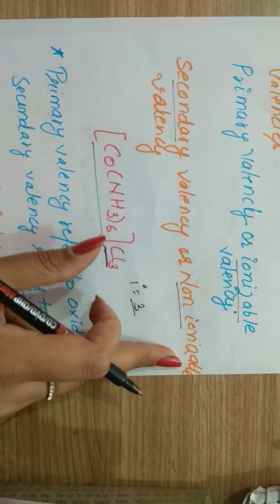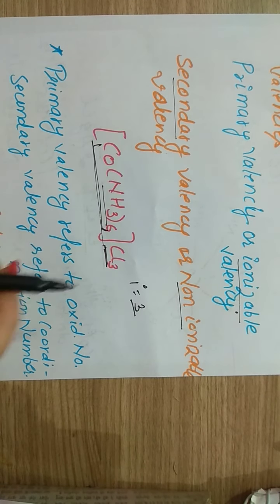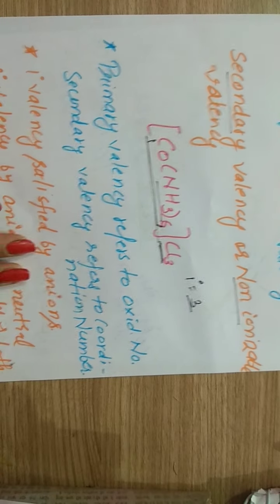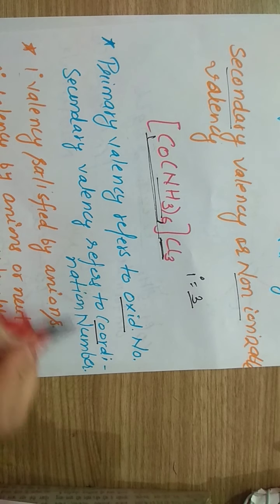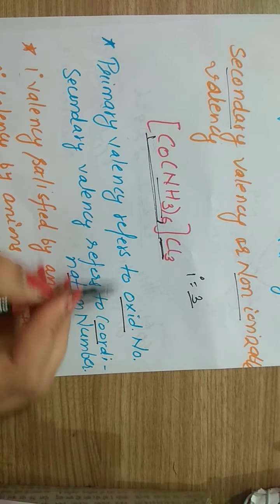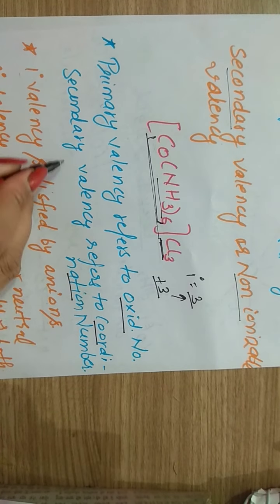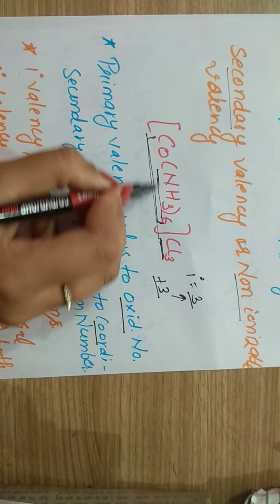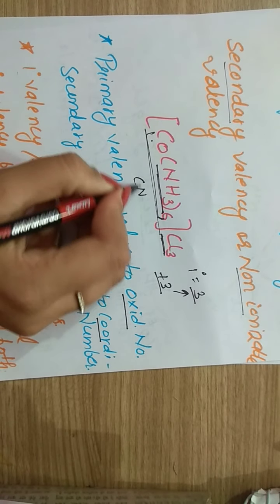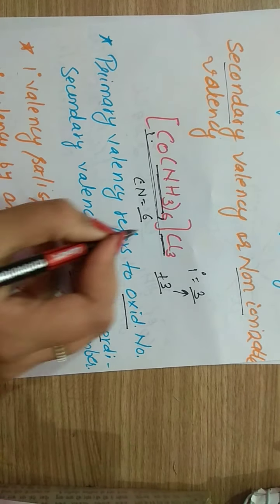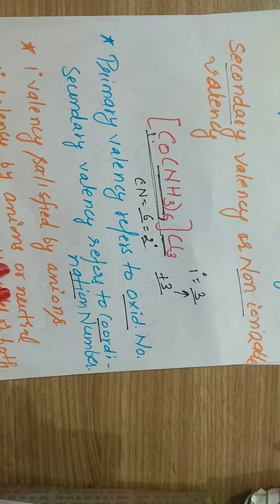Secondary valency is non-ionizable valency. That is, in this coordination compound, secondary valency can be this. So he also gives that primary valency refers to oxidation number and secondary valency refers to coordination number. In this compound, the oxidation number of cobalt is +3, so primary valency is 3, and the coordination number of this compound is 6. 6 ammonia ligands are attached to cobalt, so the coordination number is 6, which is equal to its secondary valency. This is how he gives primary and secondary valency.